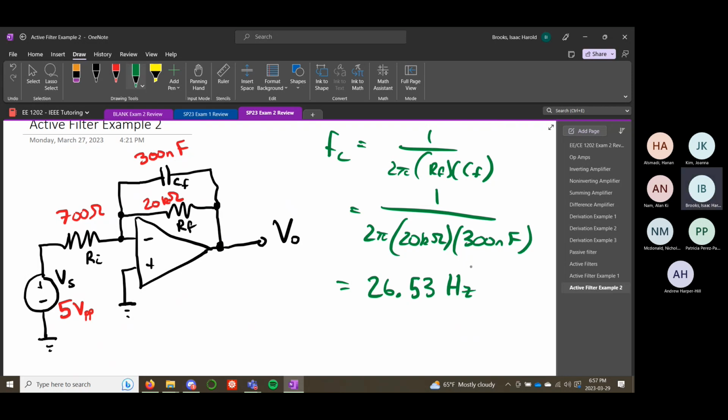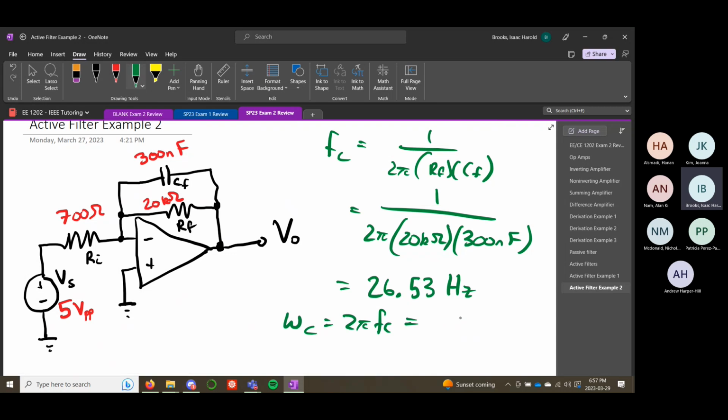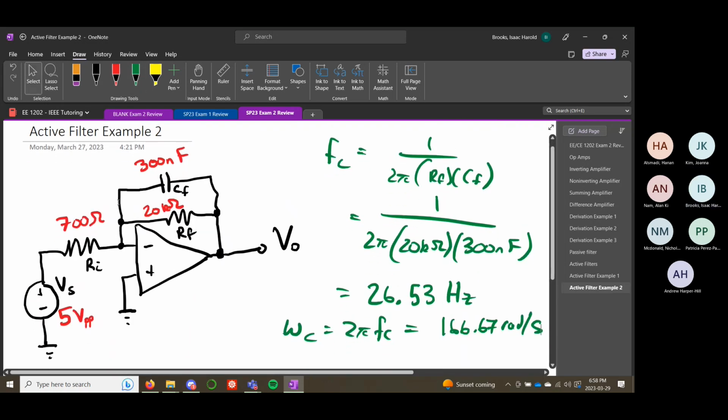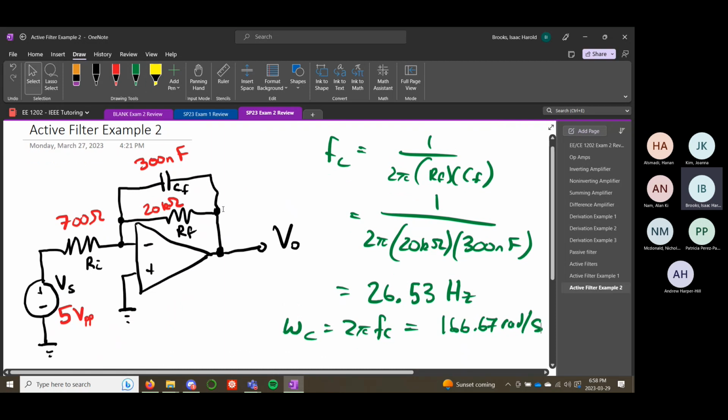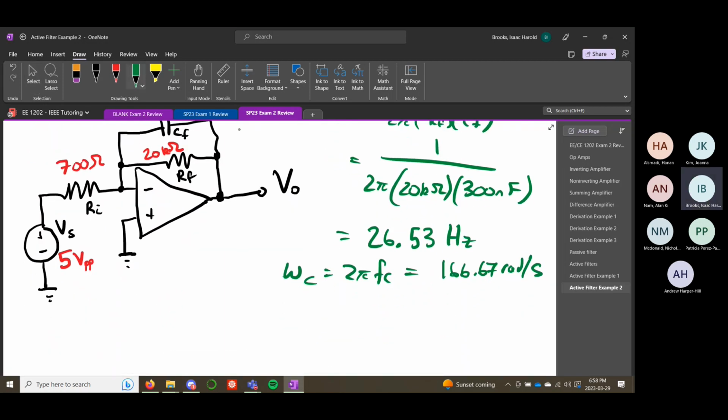That seems right. I don't trust these numbers anymore. I did this a while ago. Okay, so then our omega C is 2 pi times our cutoff frequency. If you knew that you wanted your omega before, you could just omit this 2 pi. That's 166.67 radians per second.